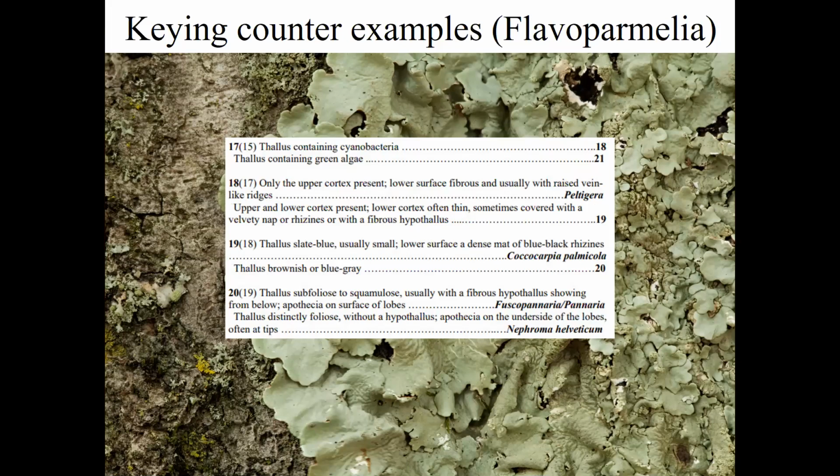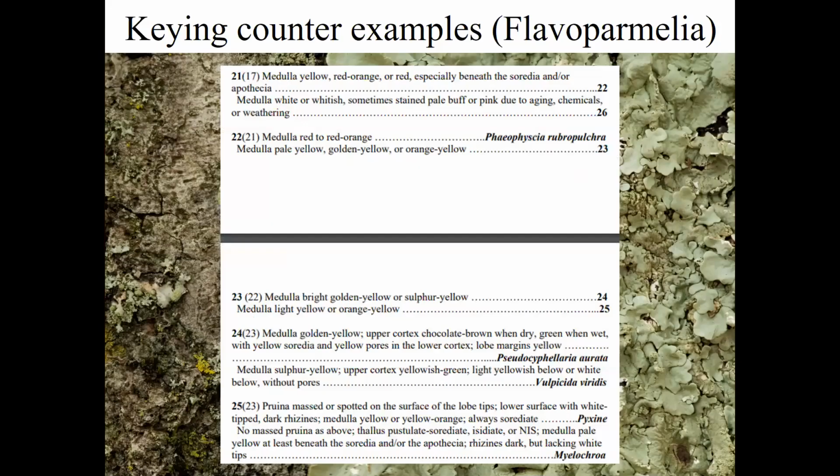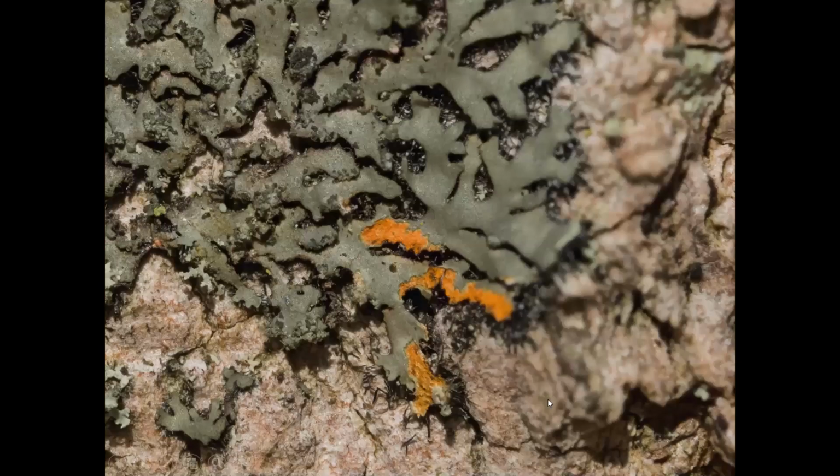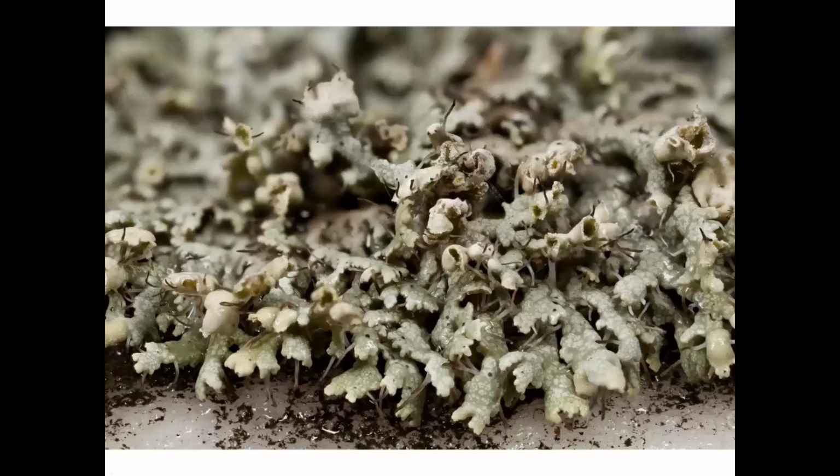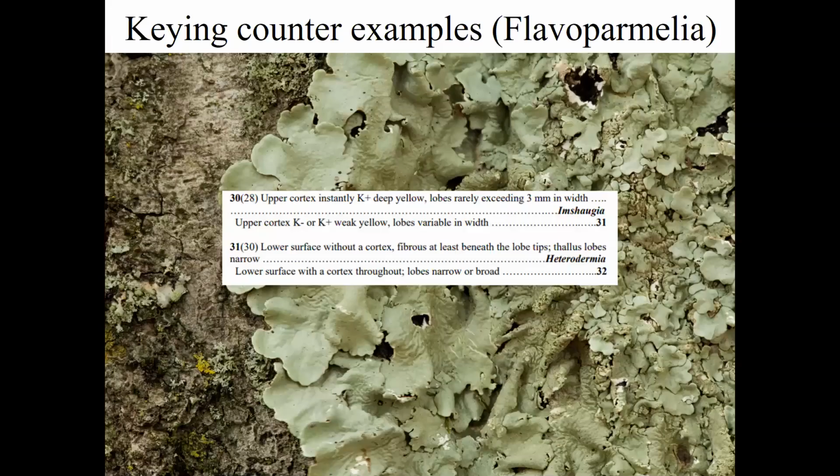Then you would be asked about the color of the medulla. Is it one of these brilliantly colored ones, like this? And you'd take a little cross-section, you'd find out, no, it's not. Then you'd be asked if the lobes look like little cat's paws. Maybe like this one that grows on cemeteries, this hooded rosette lichen. And you'd decide, no, it's not like that.